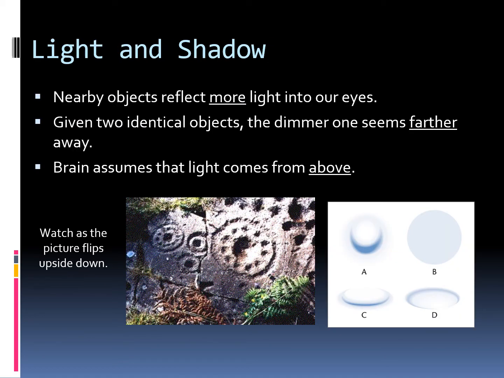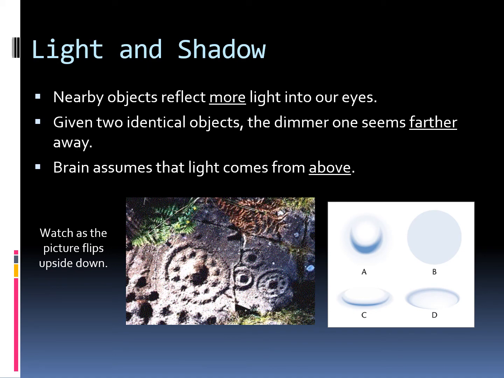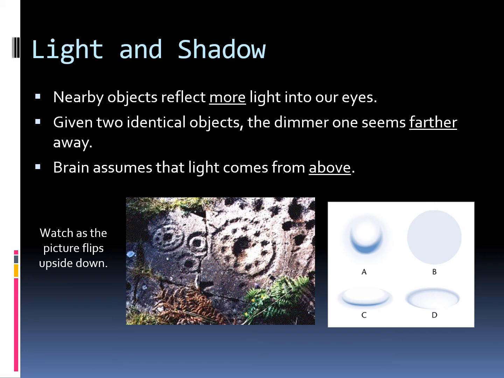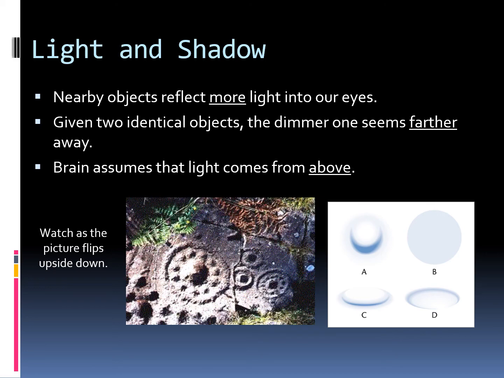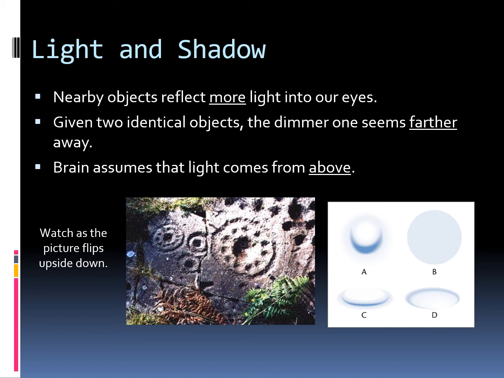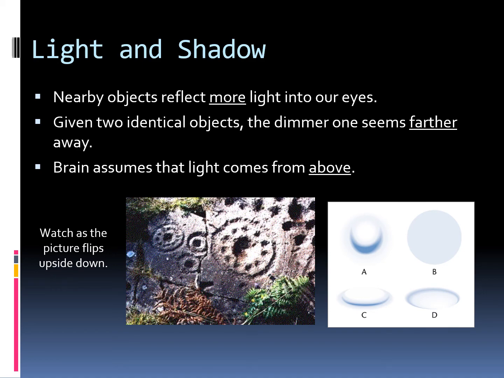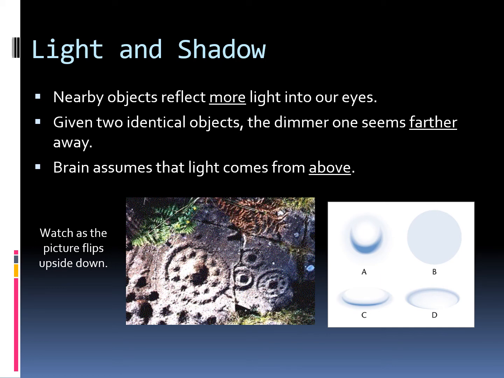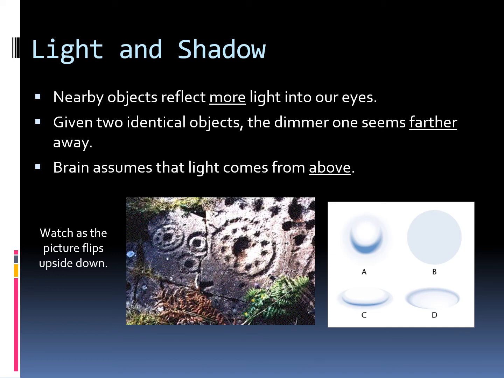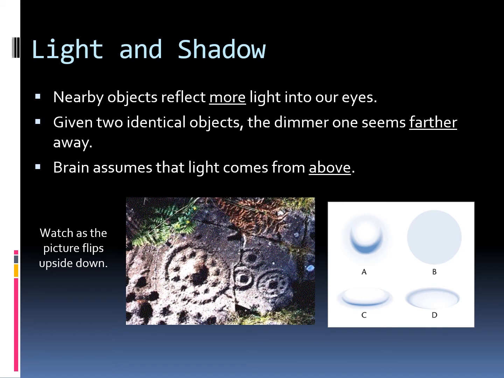Light and shadow, right? So this just says nearby objects reflect more light into our eyes. So given two identical objects, the dimmer one is going to seem farther away from us, right? Because the brain always assumes that light comes from above. So you can kind of see in this picture, right? As it flips, it looks like, so it's the same picture. It's just one's upside down versus the other one. And depending on where the light is, whether it's closer to you or farther away from you, it looks like there's like a hole in the ground or like it's concave, like there's a bump there, right? And that's all because of the way the light's hitting and your brain's making assumptions.